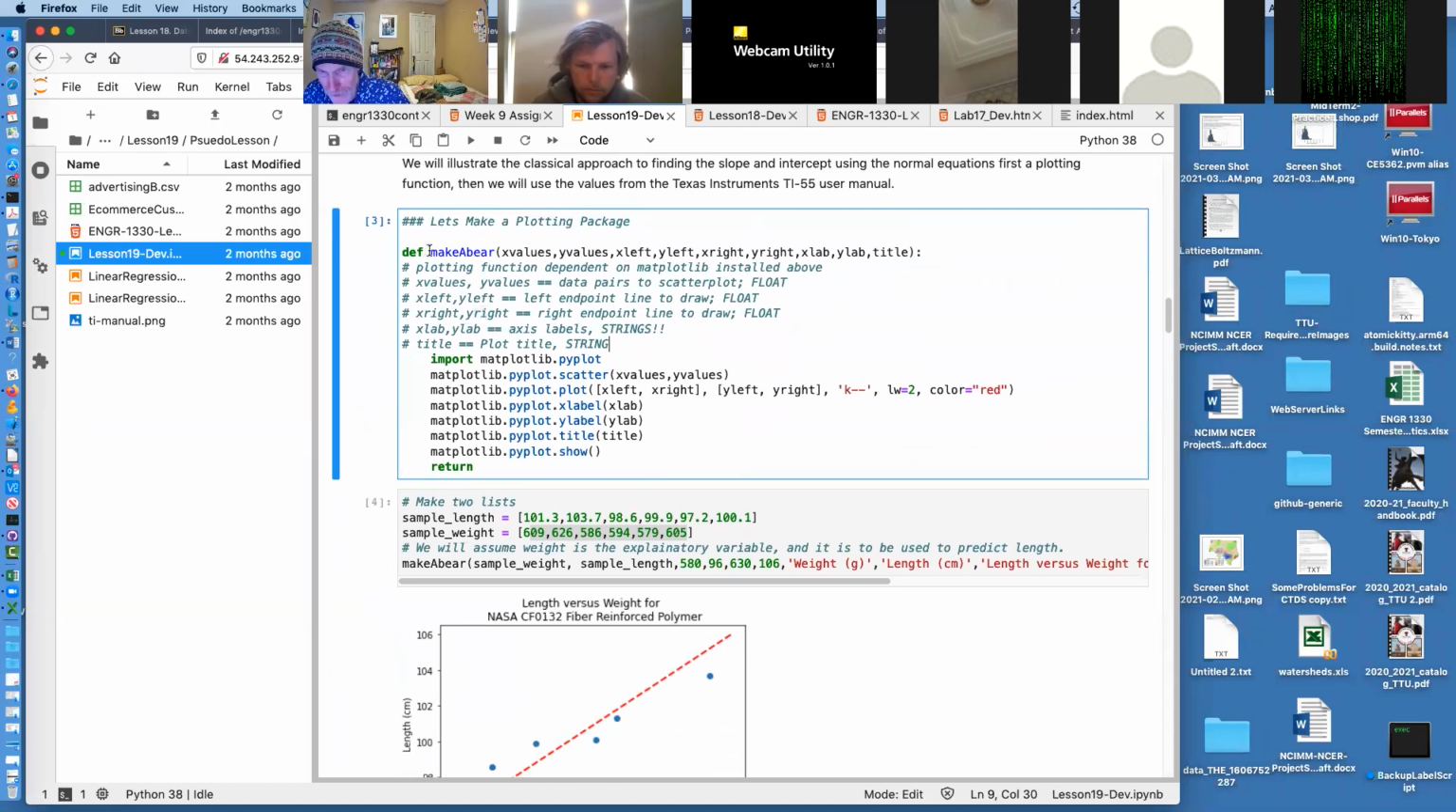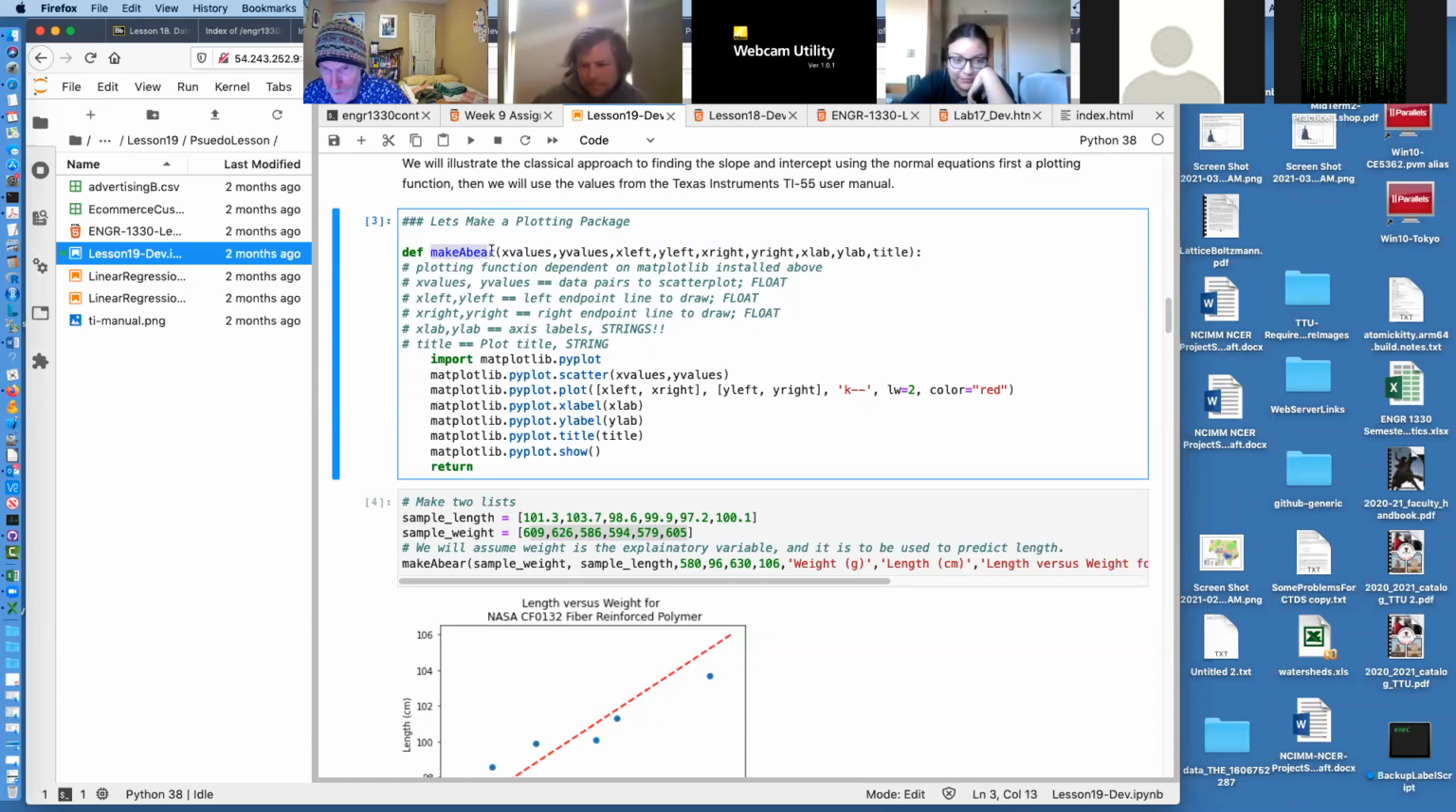And why did I name it Make-A-Bear? Because you like bears. Oh, close. That's close enough, Abby. Yeah, because the name doesn't really matter. As long as I know what name to use, it'll be just fine.